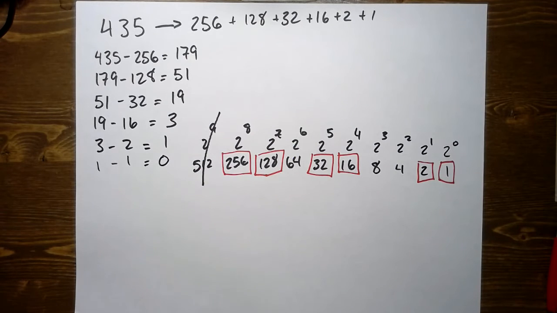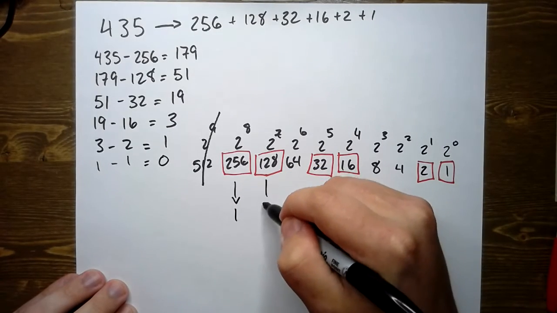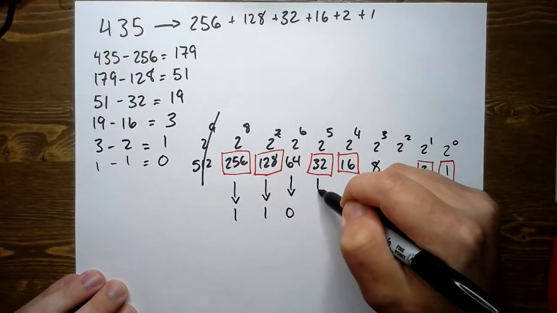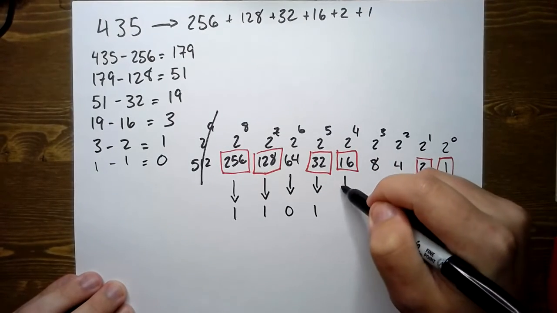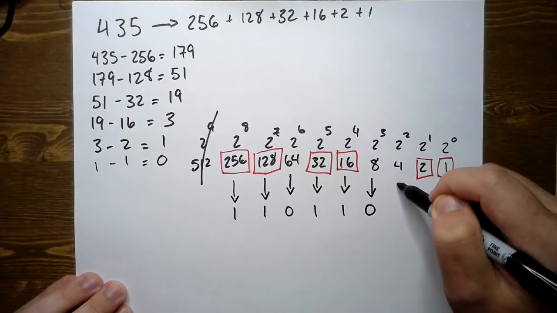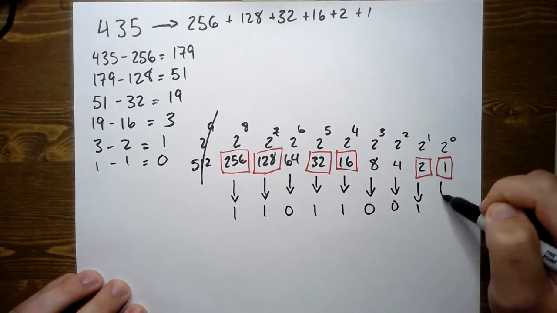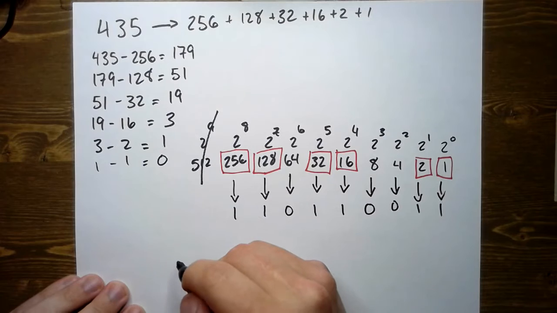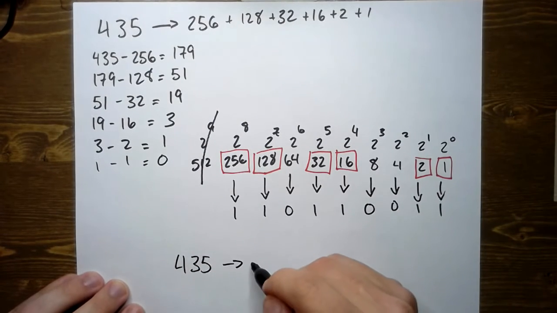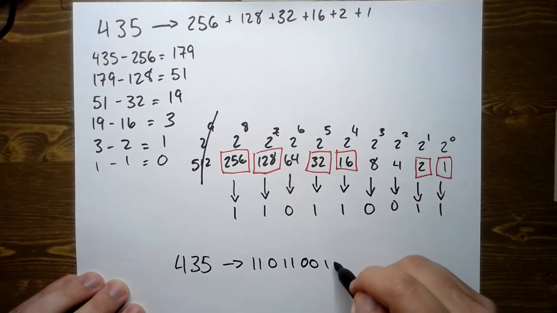435. So now what we have to do is we go through and we use that one, so that's a 1. We use this one, so it's a 1. Didn't use that one, so it's a 0. Use this one, it's a 1. We use this one, it's a 1. Didn't use this one, so it's a 0. We didn't use this one, so it's a 0. We used this one, we used this one. Okay, so 435 in binary is 110111001 1.